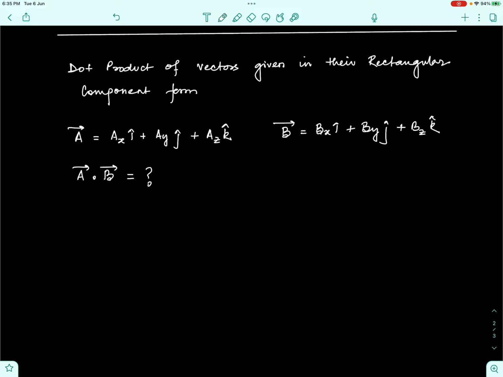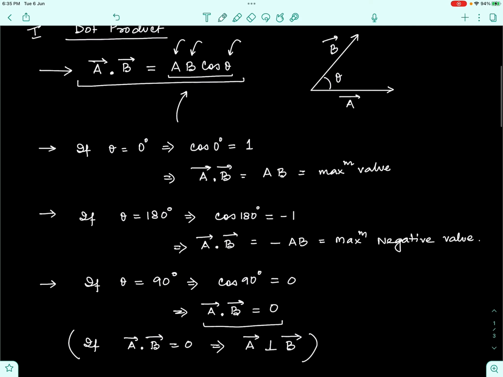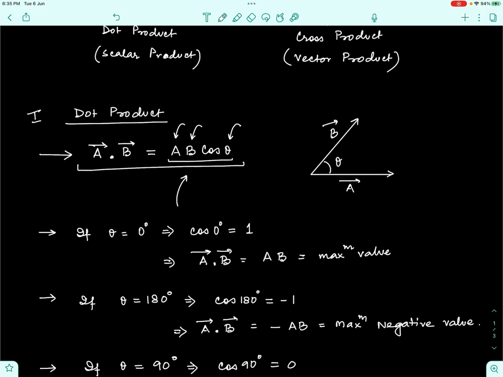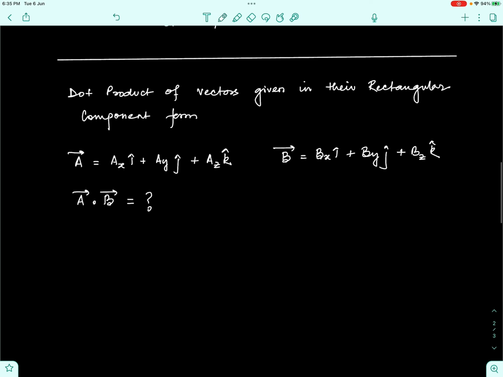How do we do this? We can't directly use the above definition that we have talked about. The definition A dot B is AB cos theta is not directly applicable here, because though we can find out the magnitudes of the vectors A and B from these two expressions, we cannot get the angle between them just like that. So, there is another way. In fact, it is a small derivation that helps us find another formula for the dot product of vectors when the two vectors are given in their rectangular component form.